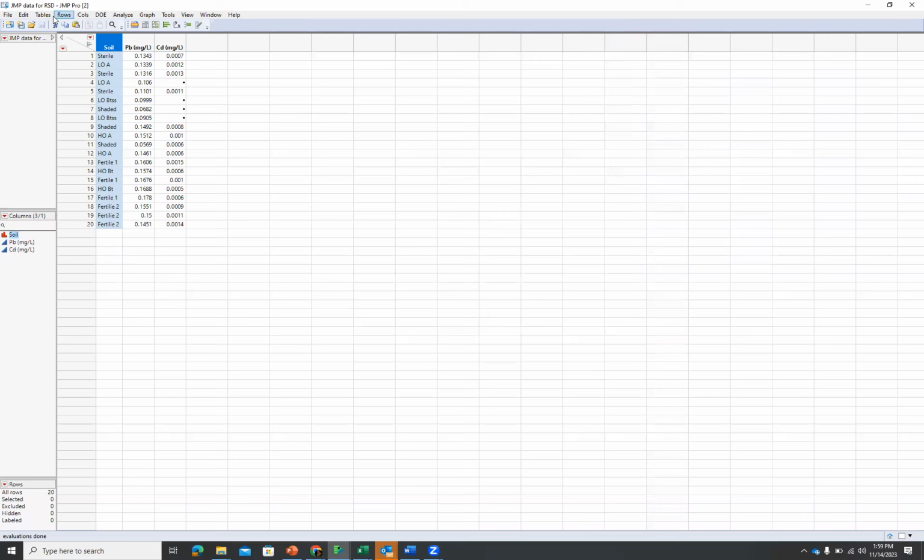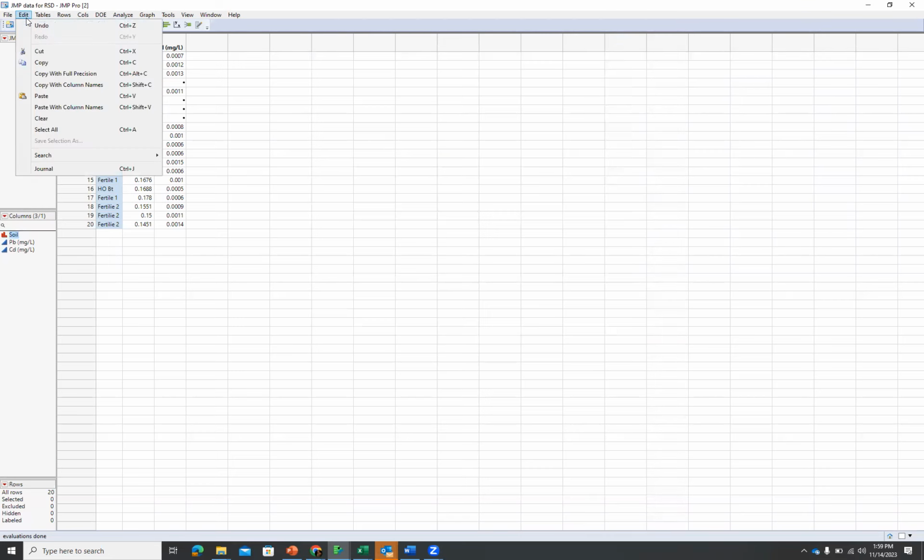For sure. So once it's open, you go to edit and paste with column names. So you copy it in Excel, just the data that you need, and then you paste with column names. And that should do it.